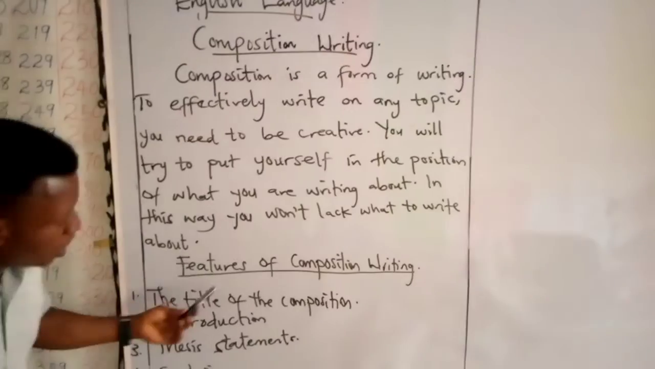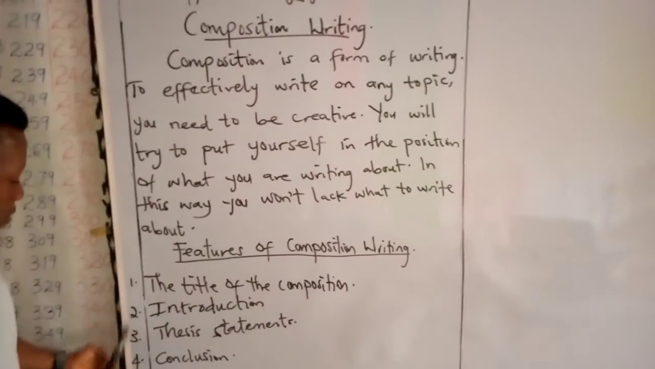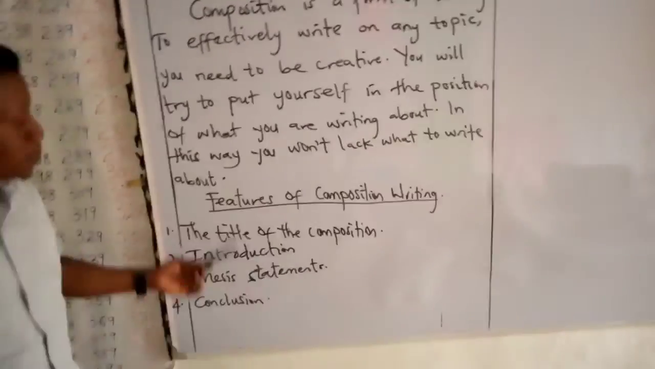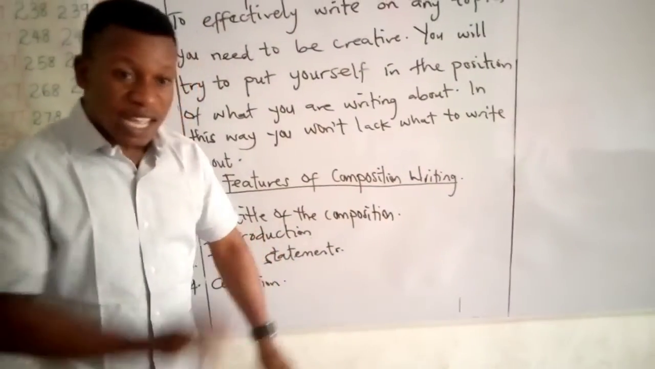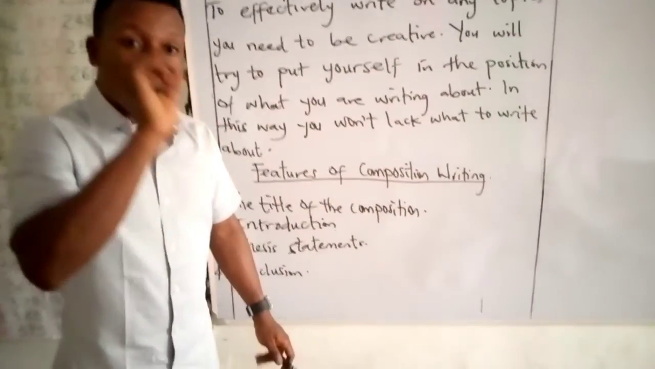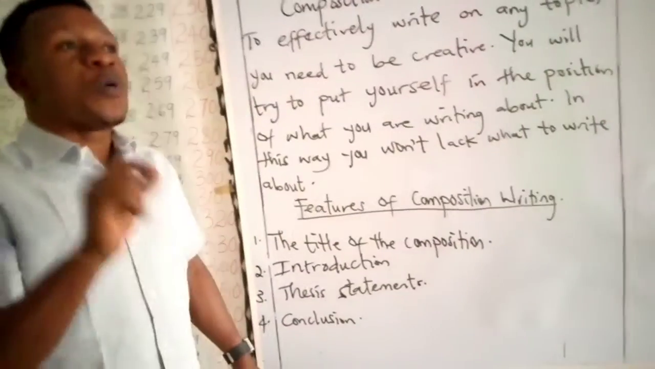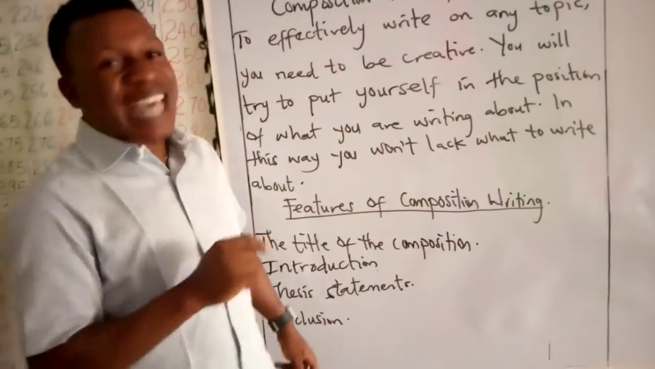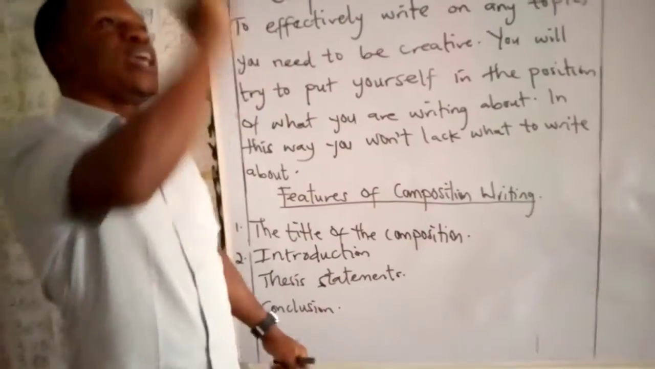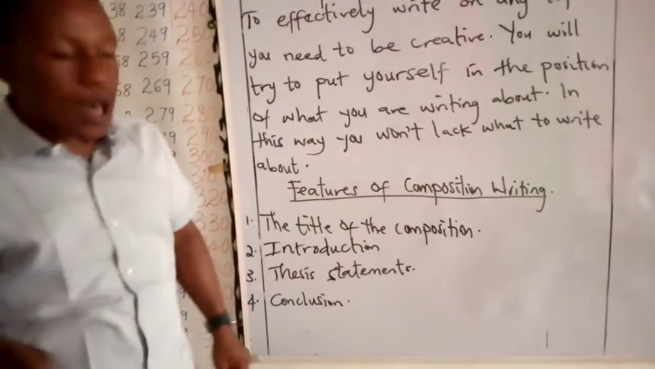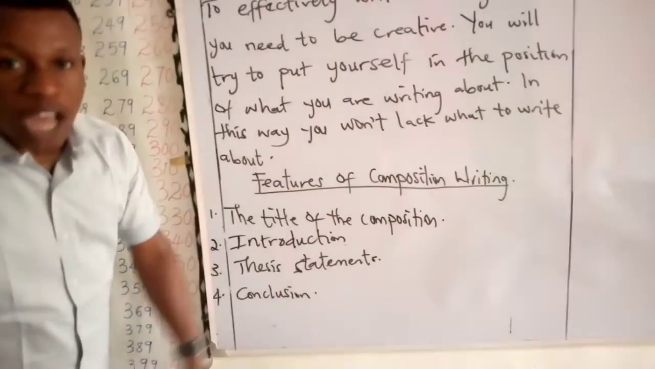Now, features of composition writing. We have 4 features of composition writing. We have the title of the composition. The title, what you are writing about, is the title. If I tell you, write about the white cow, so your title will be the white cow. So that is title. Then we have introduction.